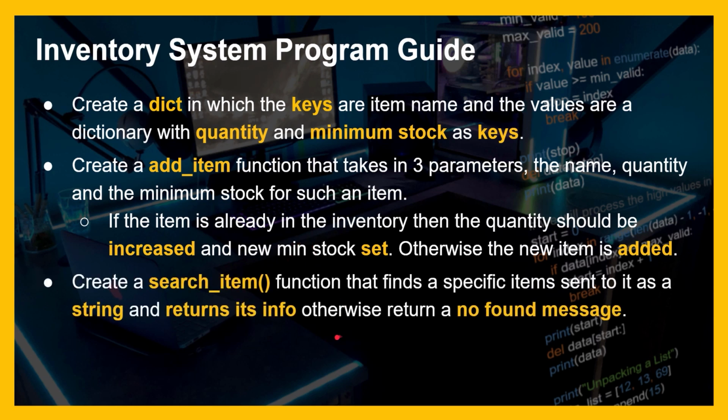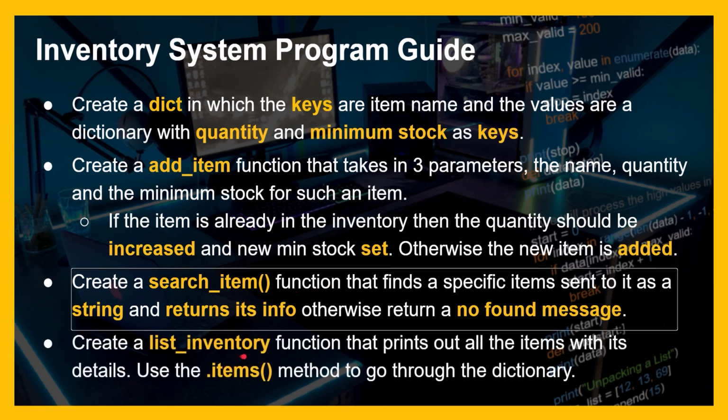Next, you'll need to create a search item function that finds a specific item sent to it as a string and returns its info, otherwise returns a not found message. So search item takes in one parameter, which is the name of an item, and then based on that, you return the information, which is the quantity and the minimum stock.